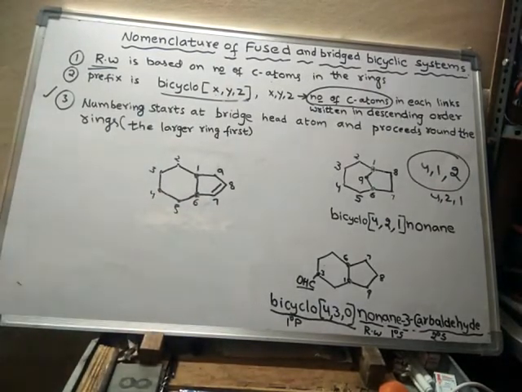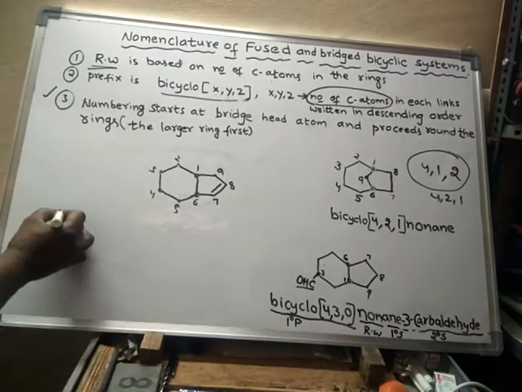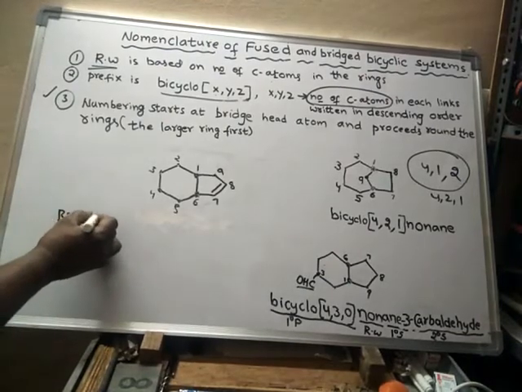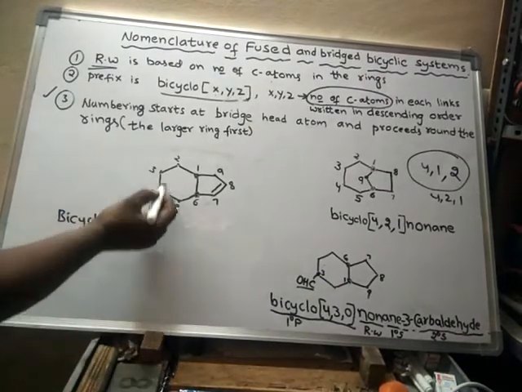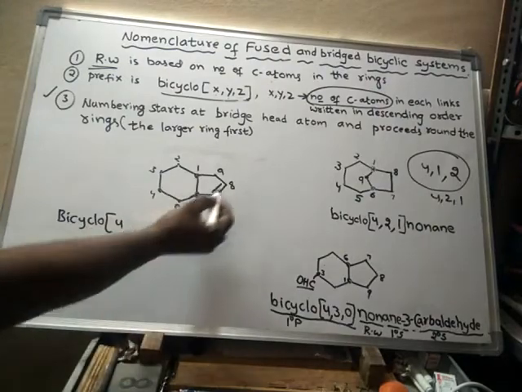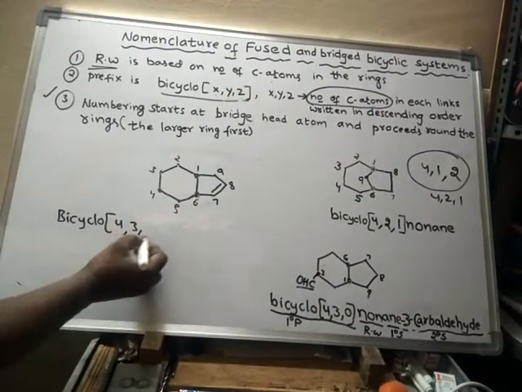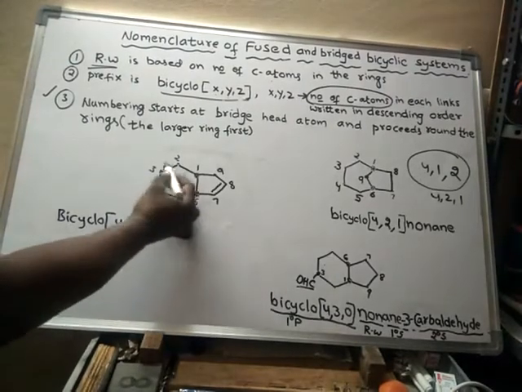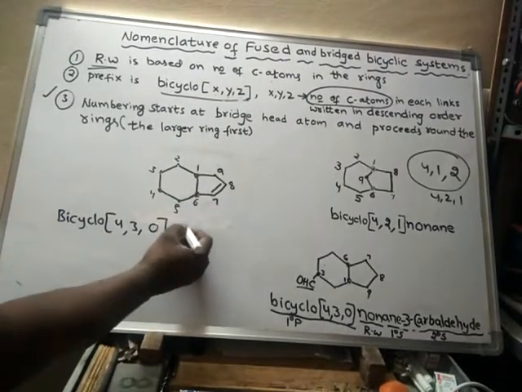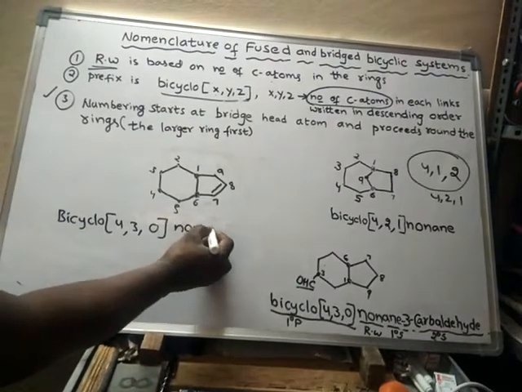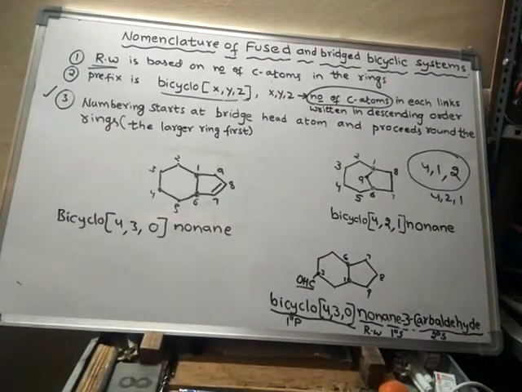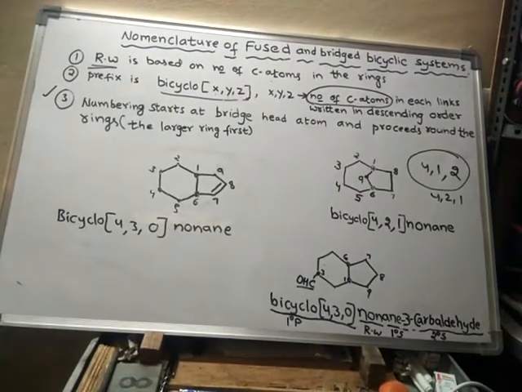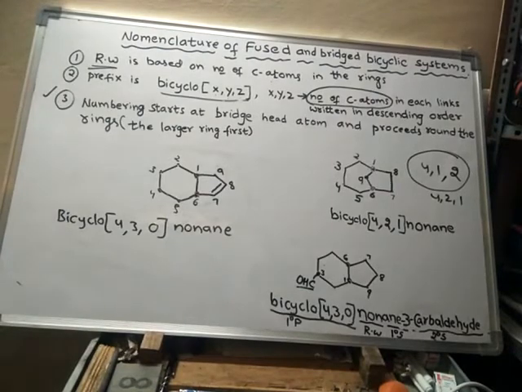So now the name of this compound will be like this: bicyclo 4, 3, 0 (1, 2, 3, 4, 1, 2, 3, 0). How many carbons are there altogether? 9 atoms. So nonane. So this is the name of the compound. Bicyclo 4.3.0 nonane is the name of the compound.